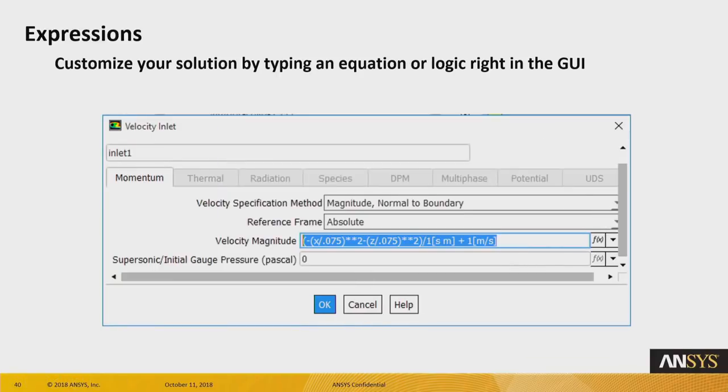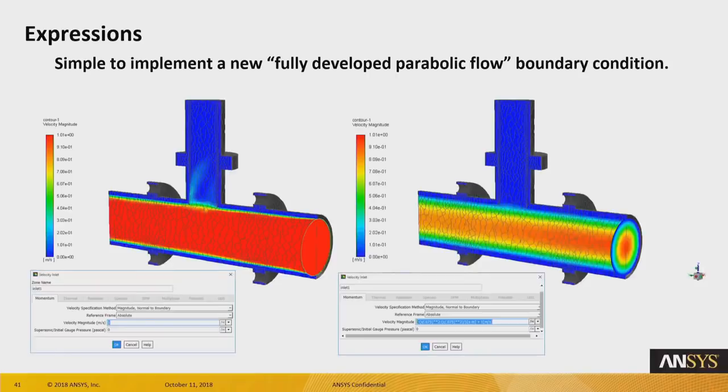You can directly type the expression in the boundary condition, or you can generate named expressions which can then be reused at different places. So all you have to do in that case is to type the expression name right here, and you'll be able to use it. Here's an example of using an expression in a pipe flow.